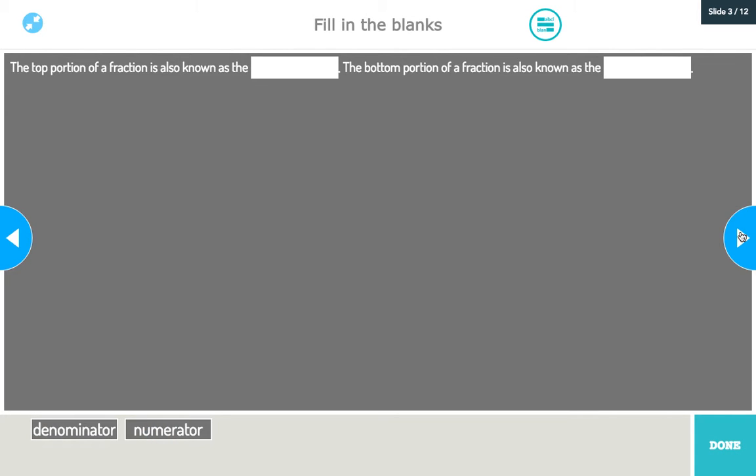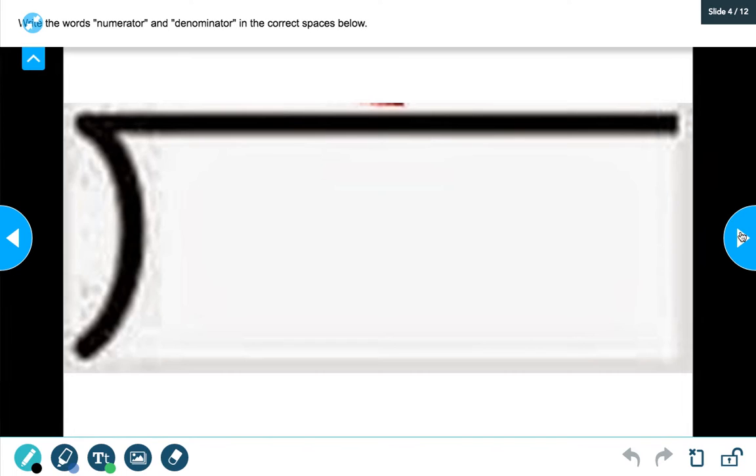The top portion of a fraction is also known as the blank. The bottom portion of a fraction is also known as the blank. Write the words numerator and denominator in the correct spaces below, being that this is a division symbol.